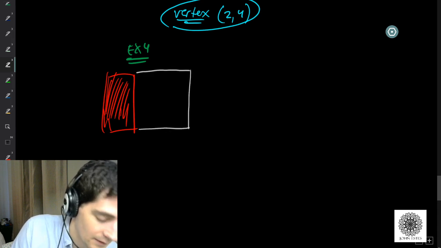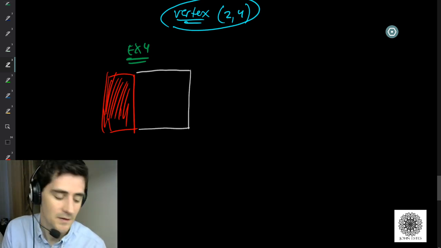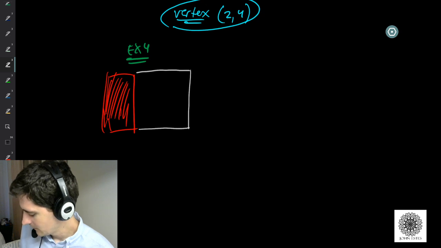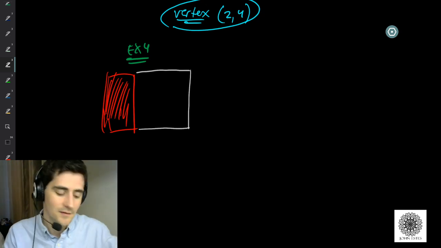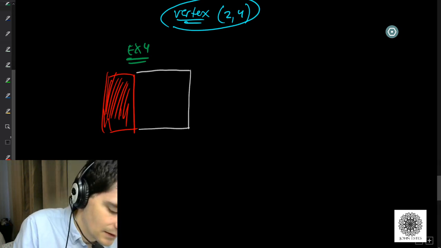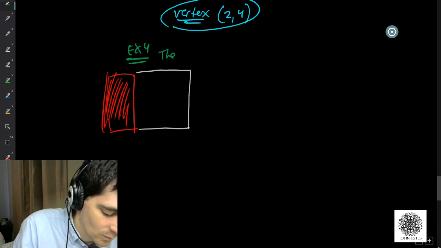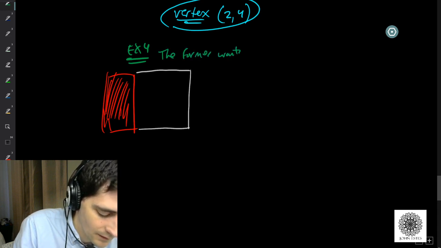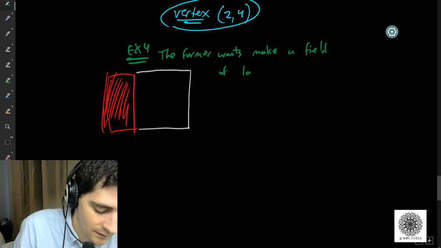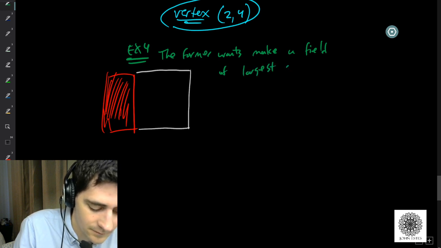Okay, and he's only got 100 feet of fence. All right, now how should he split up the fence along the three sides in order to maximize his area? Ooh, okay, so let me write that down. The farmer wants to make a field of largest area.